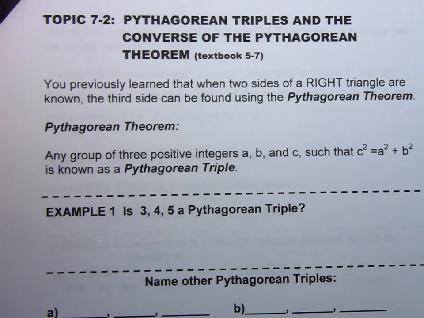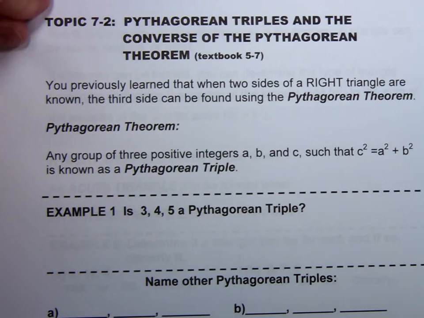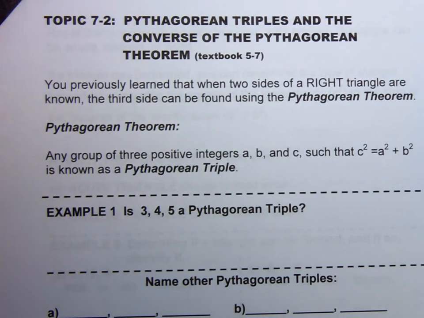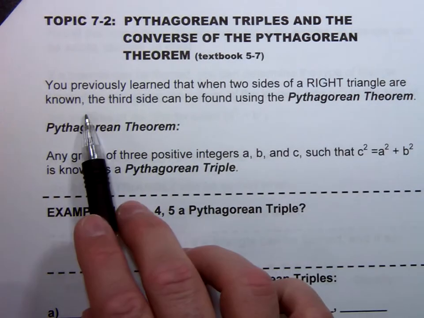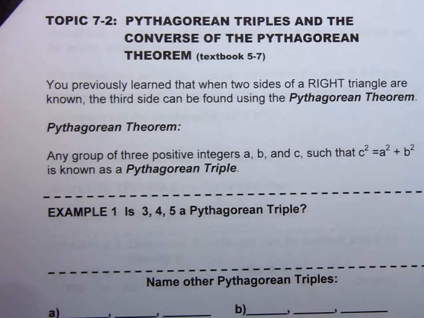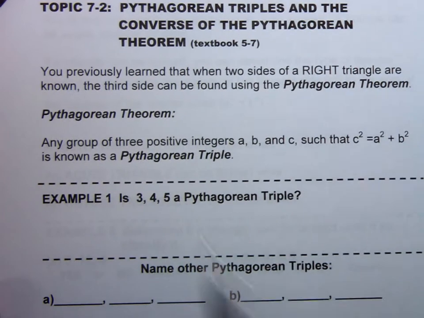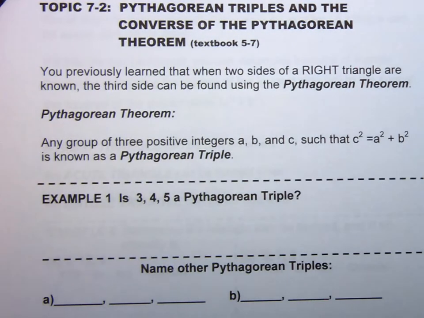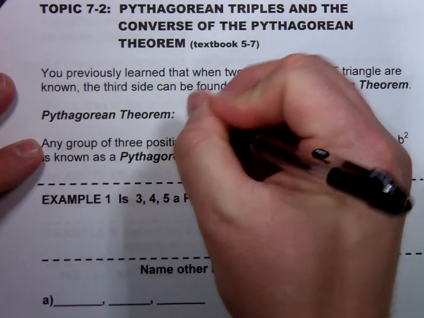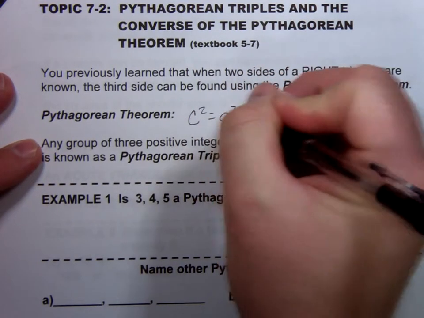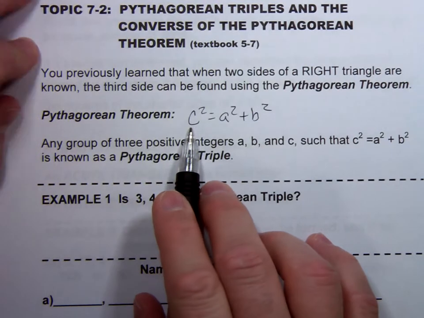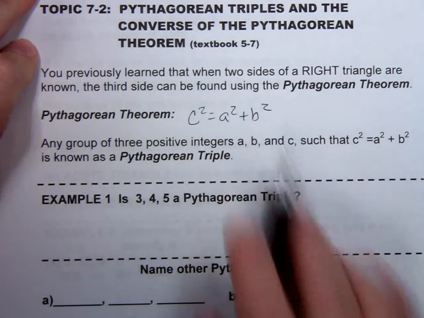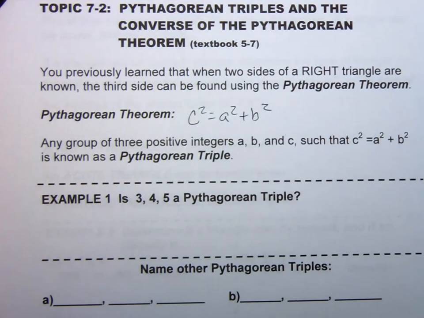Alright, we're going to extend on the Pythagorean theorem in 7.2. We're going to talk about Pythagorean triples and the converse of the Pythagorean theorem. You previously learned that when two sides of a right triangle are known, the third side can be found using the Pythagorean theorem. Remember that the Pythagorean theorem is c squared equals a squared plus b squared, where c represents the hypotenuse of a right triangle, and a and b represent the two legs of a right triangle.